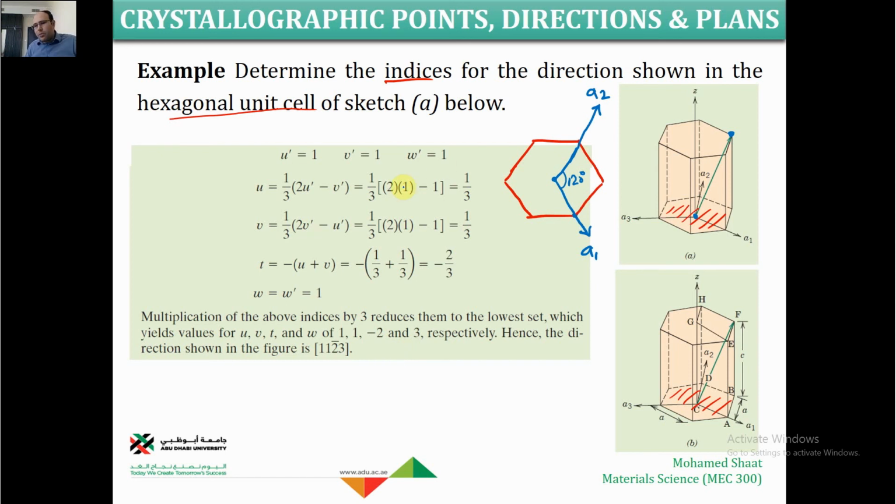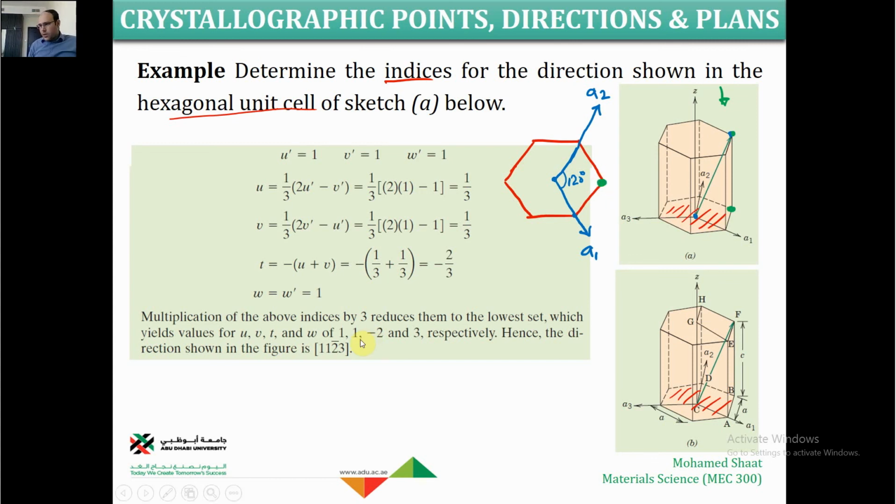U prime is very simple, but the challenge is how long you're going to move parallel to A1, how long you're going to move parallel to A2. So in this projection, in this representation, your objective is just to find the projection of this vector over this plane. This is the end point. Can you locate this end point over this base? If you look at this hexagonal crystal from the top, this end point will be directly on top of this point on the base, which is this one.